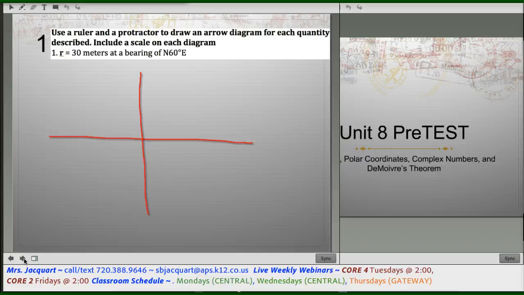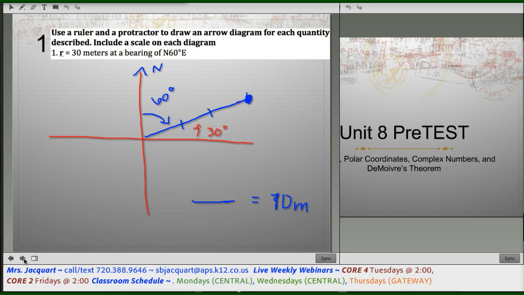Here's just our really cool grid. What we're going to do is this is north, and we're going to go 60 degrees from north. And we're going to go 30 meters out. So that would be north, 60 degrees east. And so that's 30 degrees. Let's go ahead and put a little scale drawing on there. Equals 10 meters. Okay, that was a little bit long. Let's do this. Use a ruler, guys.